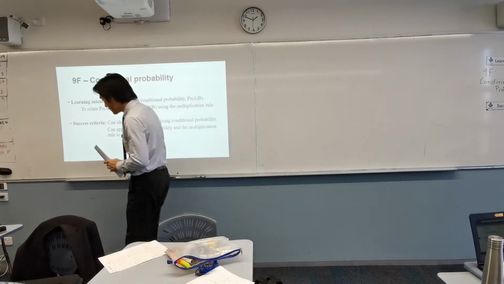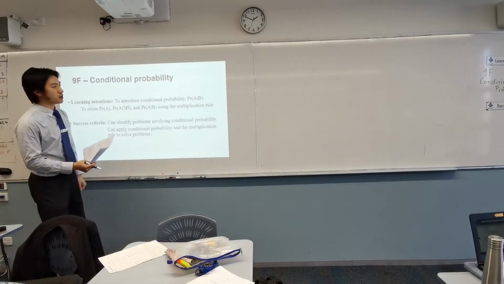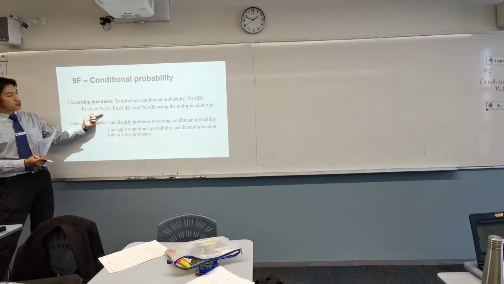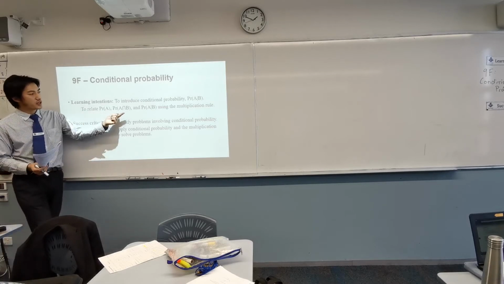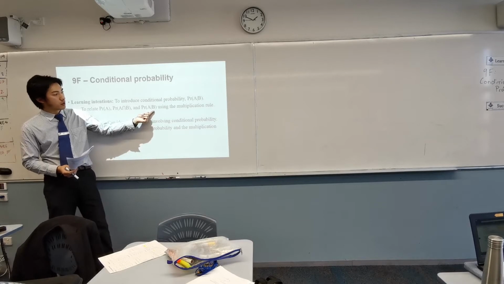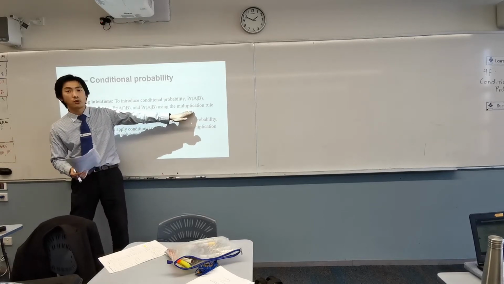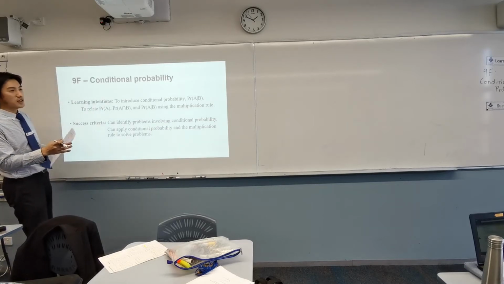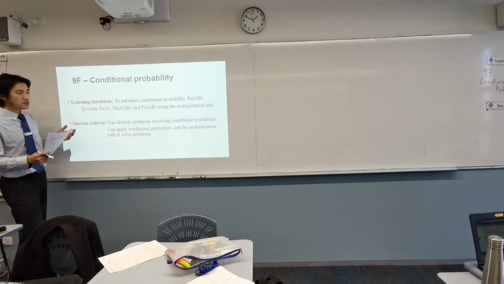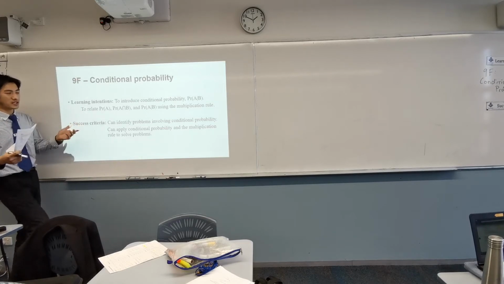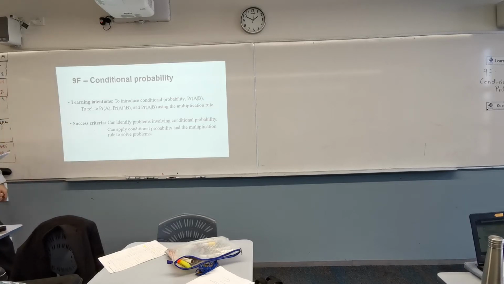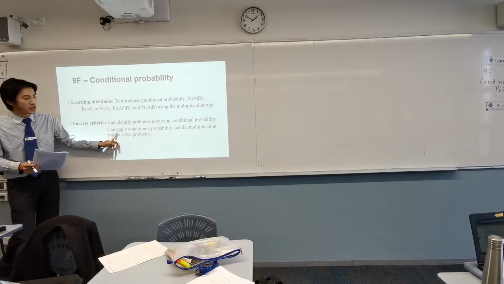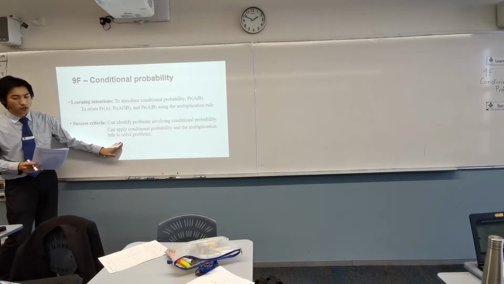Now, our learning intentions are to introduce or reintroduce conditional probability and the way we write its notation. And we're going to relate the probability of some event A with its intersection with B and the conditional probability with B using a rule, and it's called the multiplication rule. The multiplication rule is similar to the addition rule. It's just a rule where you can use it when the opportunity arises, but we're going to be looking at how we get to the rule so you understand why it works. The success criteria: can identify problems involving conditional probability and apply conditional probability and the multiplication rule to solve problems.